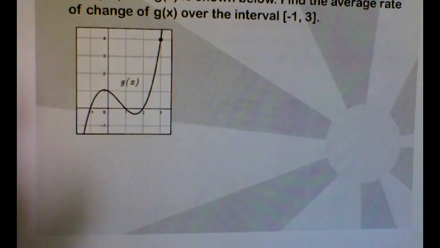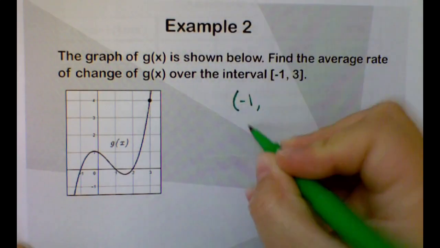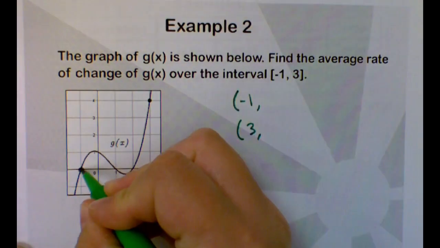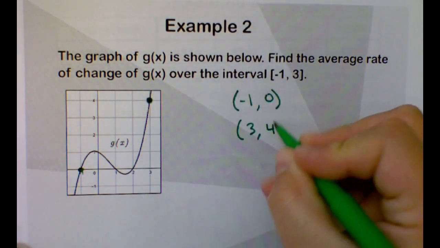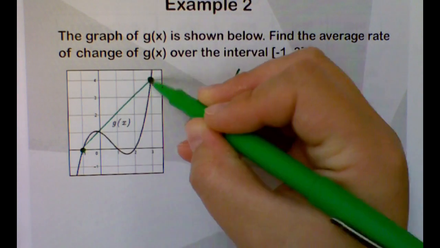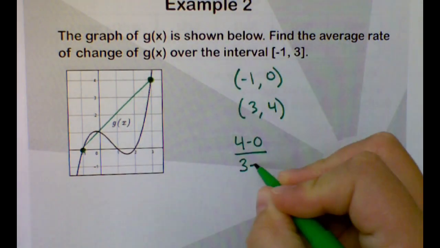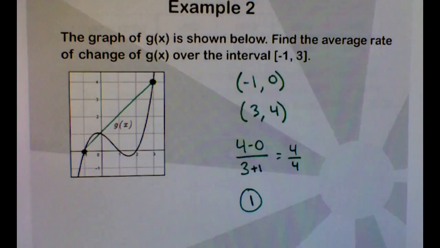There we go. This time we have a graph, and I want the average rate of change of the graph of this function on the interval -1 to 3. Well, we start out the same way. I need 2 coordinates, (-1, something) and (3, something). I just use the graph. -1 has a y value of 0. 3 has a y value of 4. Now I just find the slope between those 2 points. Or I could look at the graph and connect those and find the slope that way. But I like the math. 4 minus 0 over 3 minus -1, which is 4 over 4. This has an average rate of change of 1.